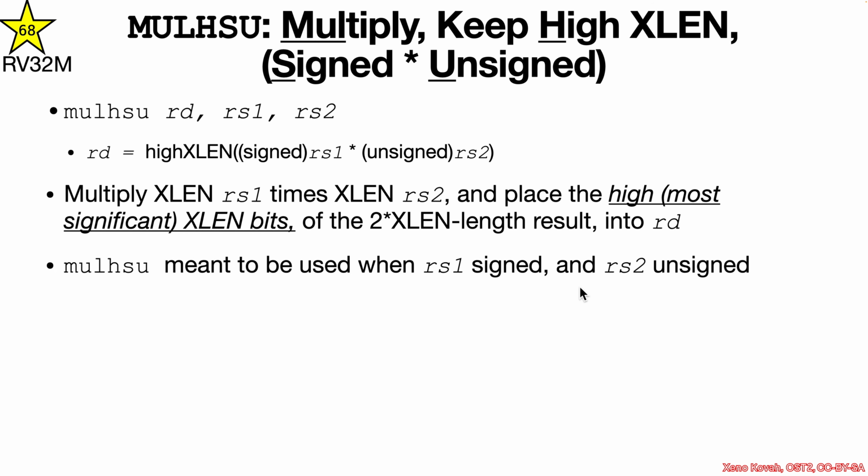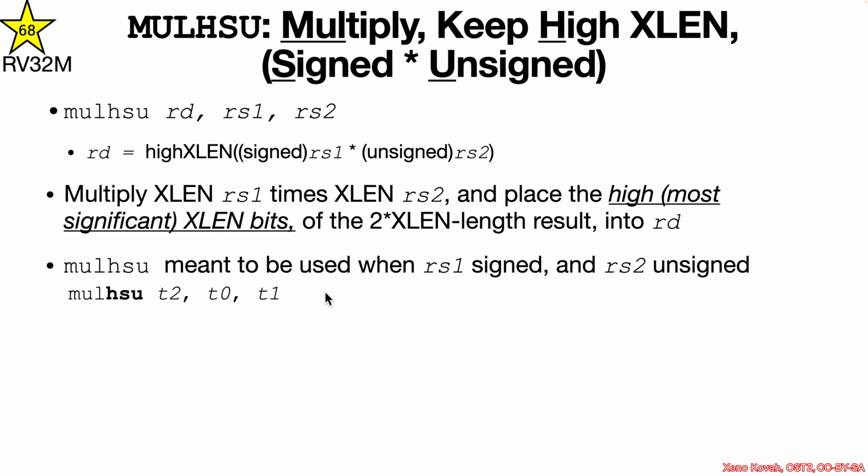And MulHSU is meant to be used when RS1 is signed and RS2 is unsigned, unlike the other ones we've seen thus far. With MulH, everything is implicitly signed. MulHU is unsigned times unsigned. And here MulHSU is the signed times unsigned. And of course, you don't need a MulUS because the compiler can just flip around the arguments if it needs to put the signed on the appropriate side.